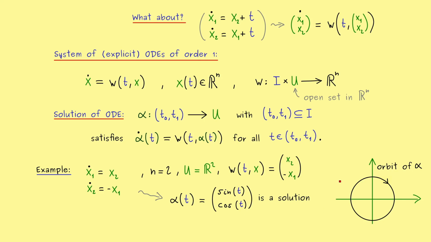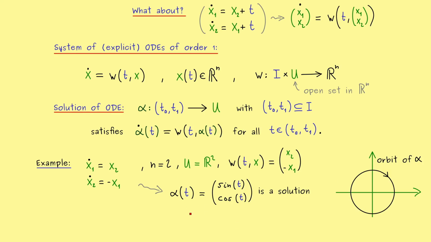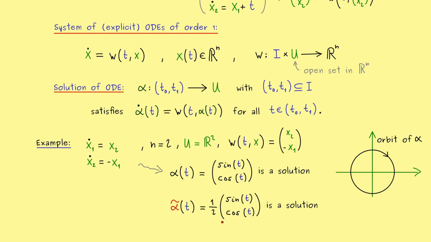Moreover, now you should also see that we easily find a second solution here. Namely, if we scale the vector by 1/2 and call the solution alpha tilde, then we see the ODE is also fulfilled. And there we get that the orbit is a circle with radius 1/2. Hence, our first result here is that a system of ODEs can have a lot of different solutions.